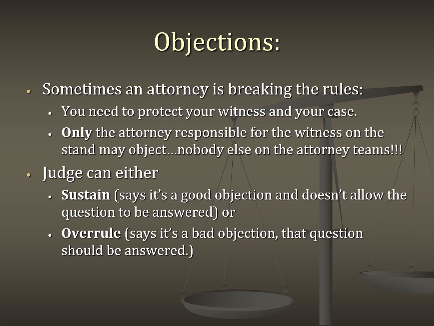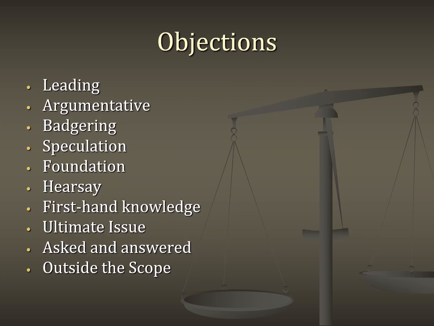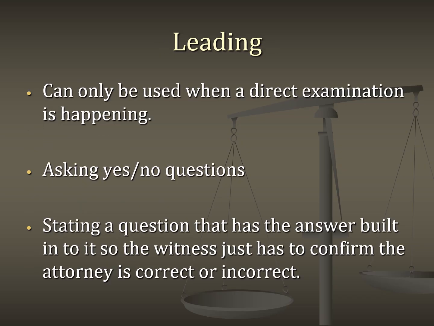After the objection and arguments from both counsels are heard, the judge is either going to sustain or overrule it. A sustain means that the objection was valid and correct. An overrule means that the judge doesn't think the objection was correct. Some of the objections that we're going to talk about are leading, argumentative, badgering, hearsay, ultimate issue, asked and answered, and outside the scope. We're going to go through all these in further detail.